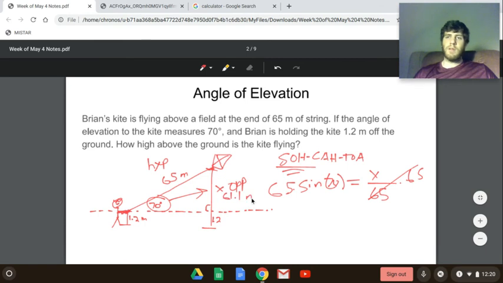We don't want just the height of the triangle. We want the entire height off the ground that the kite is. So we need to do 61.1 plus 1.2 meters. And that's going to give us 62.3 meters. The kite is going to be 62.3 meters off the ground. And we used our angle of elevation here. That's the angle going up.